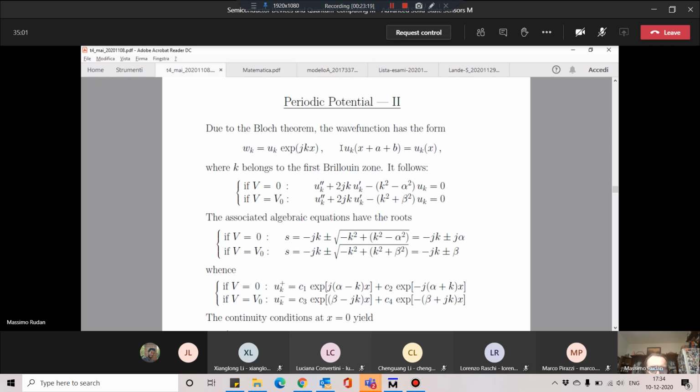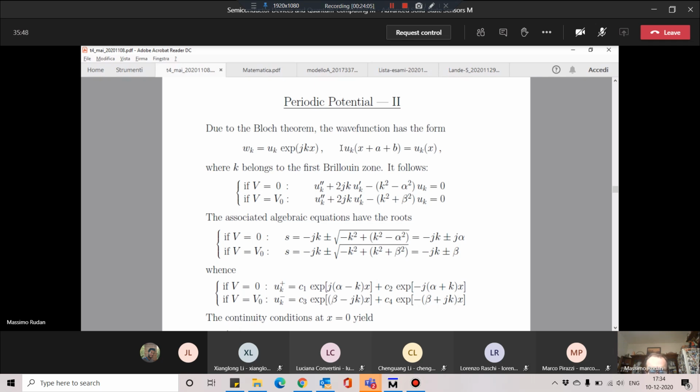And function U has the property of being periodic with the same period as the potential energy. You remember that in one dimension, the period of the potential energy is A plus B. So this function, U sub k, calculated at any x plus A plus B is equal to U sub k calculated at x. So what is k here? K is the wave vector in one dimension, so it is a scalar actually, okay?